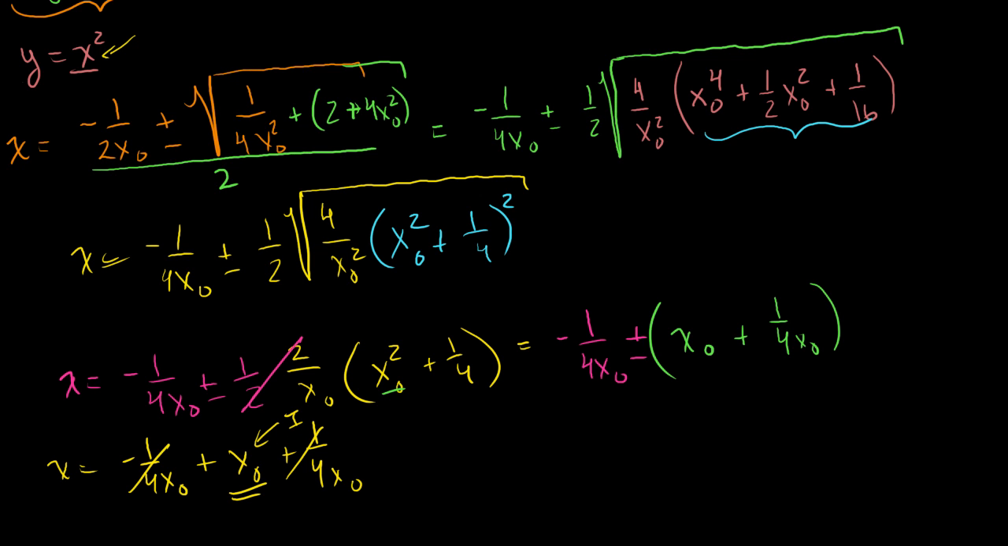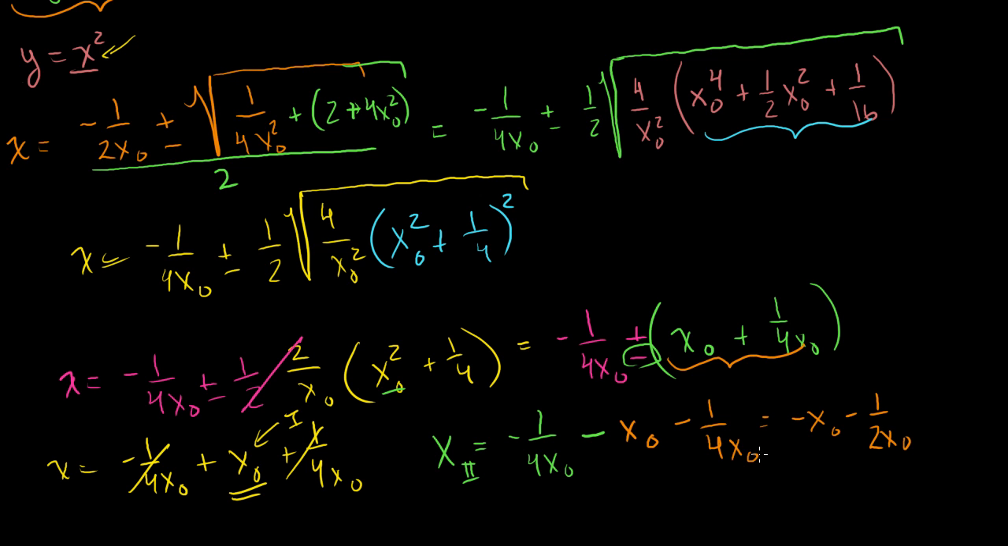The second quadrant intersection will be when we take the minus sign right there. So x in the second quadrant intersection would be equal to minus 1/4 x naught minus this stuff over here, minus x naught minus 1 over 4 x naught. Now what do we have? We have a minus 1 over 4 x naught minus 1 over 4 x naught, so this is equal to minus x naught minus 1/2 x naught. If I take minus 1/4 minus 1/4, I get minus 1/2.